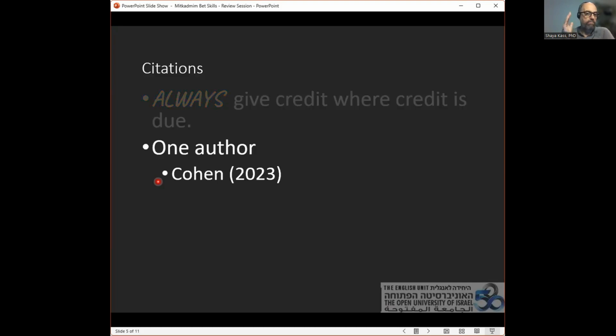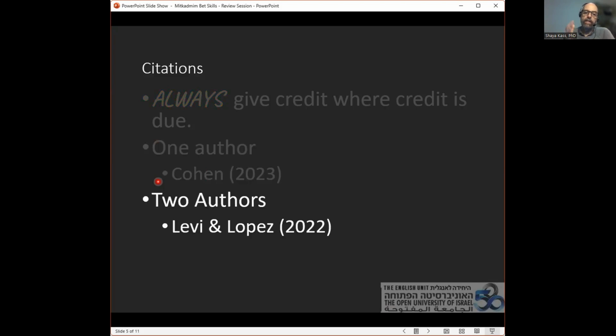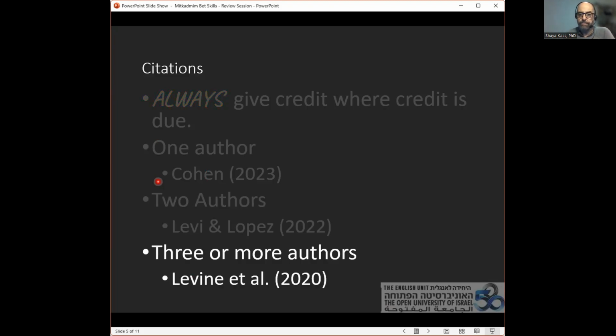If it's one author, you just write Cohen 2023. If it's 2 authors, you write Levy and Lopez 2022. Certainly in this course, if you write "and," we'll let it slide. The correct way to do it is with the ampersand. If it's 3 or more authors, you just write et al., which is Latin for "and others." So you write Levine et al., and then the year. This is APA citations. This is the way we do it in university.